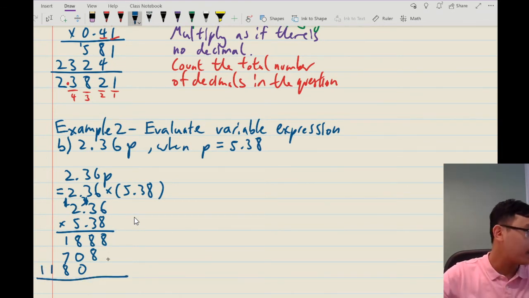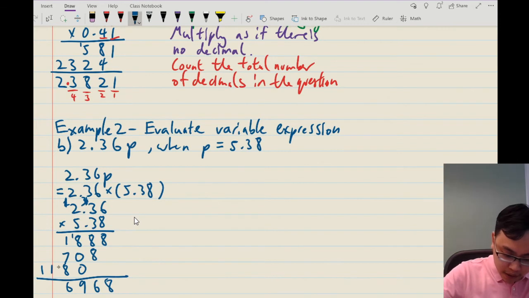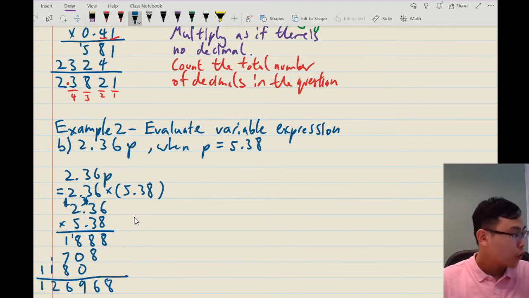And then we want to add them all together. And so we have here 8 goes down. 8 plus 8 is 16. And then 8 plus 1 is 9. And then 1 plus 8 is 9. And then 1 plus 1 is 2. And then we have 1, 2, 6, 9, 6, 8.